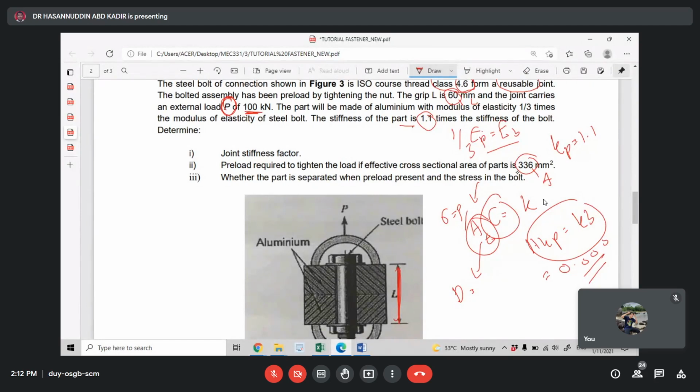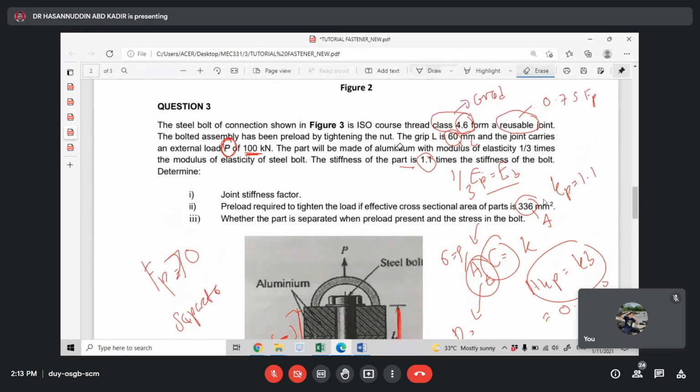So whether the part is separate from the preload. Okay, kalau nak separate tu, macam soalan yang sebelum ni, make sure that our FP is more than 0, they will separate lah. Because we already learned that our aluminium part, this one, FP must be in terms of negative. So kalau dia term of the positive, more than 0, they will already separate. So this one, one by one kita akan tengok bahagian situ.